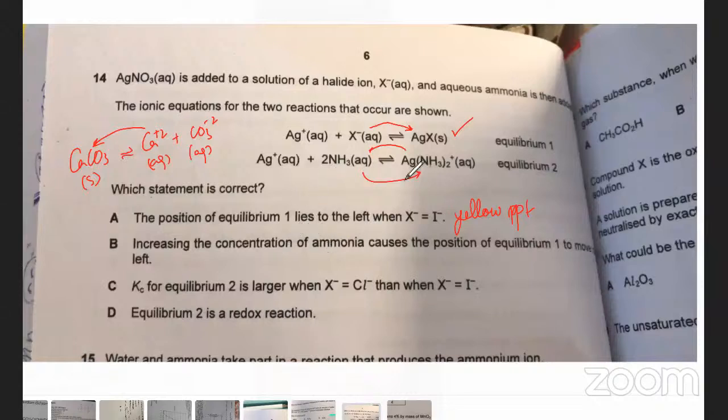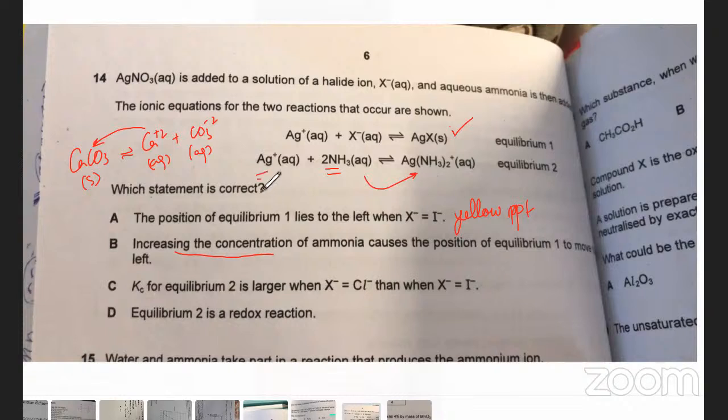Increasing the concentration. Firstly, ammonia has nothing to do with equilibrium number one, right? Ammonia is going to affect which equilibrium? It's going to affect the second one. Where would this equilibrium shift if you increase the concentration? Towards the right. Forward. So it's going to move forward, right?